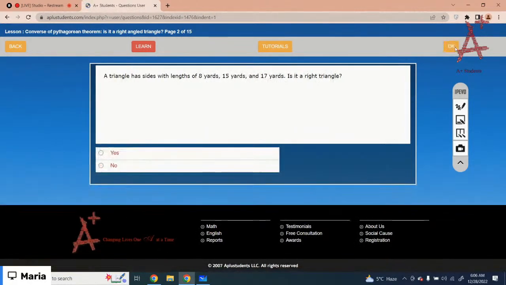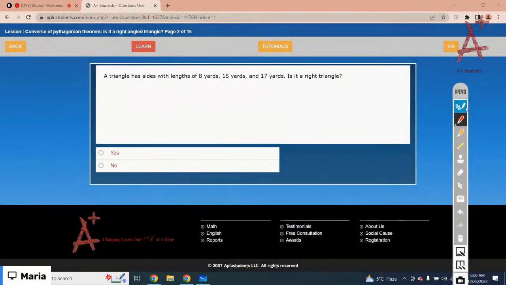Okay, the next one is: a triangle has sides with lengths 8 yards, 15 yards, and 17 yards. Is it a right angle triangle? So you have to use the converse. This one is C, the largest one is always C, the other ones are A and B. Got it? So it would be C square equals A square plus B square. C is 17. 17 square equals 8 square plus 15 square.